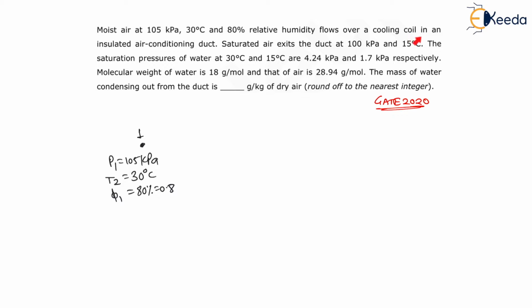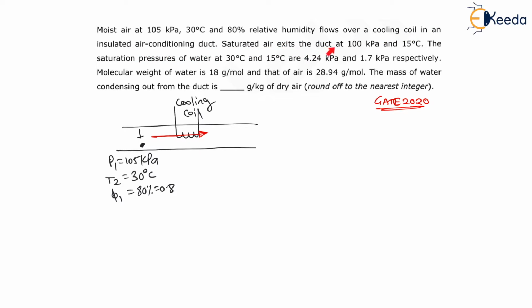Now flows over a cooling coil in an insulated air conditioning duct. Now from 1 to 2 there is a duct like this. There is a duct, and in this duct there is a cooling coil. This is a cooling coil, and this unsaturated air is flowing over this cooling coil. This is the flow direction. So they have mentioned that this air at pressure of 105 kilopascal, temperature 30 degrees Celsius and relative humidity 80% flows over a cooling coil in an insulated air conditioning duct.